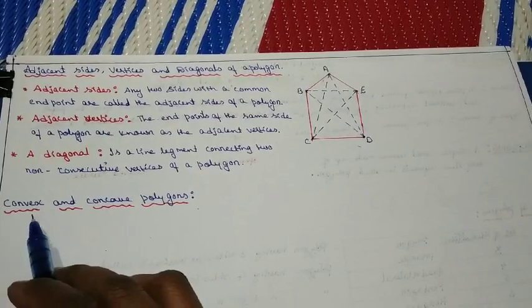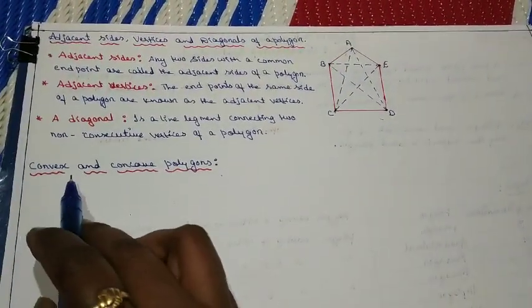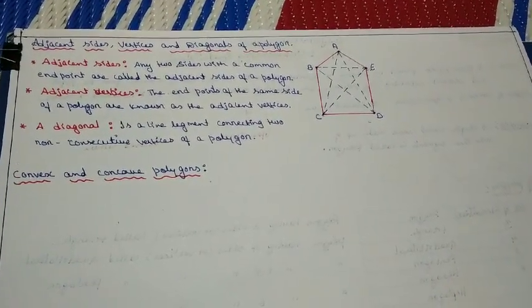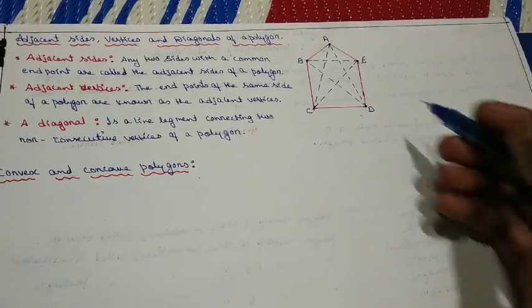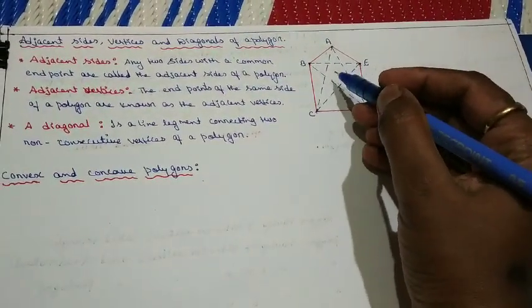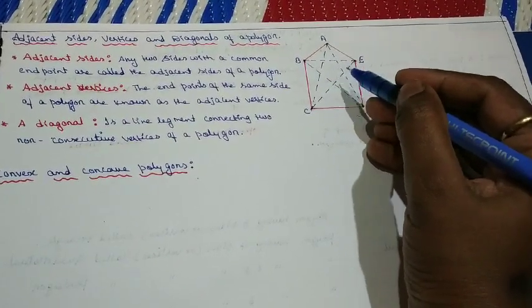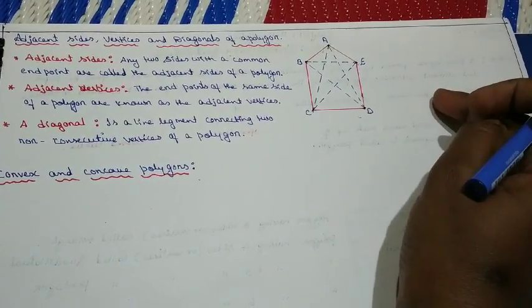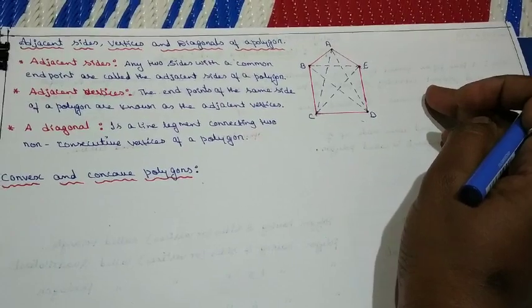Now moving to convex and concave polygons. Before going to convex and concave polygons, first we have to know the interiors and exteriors of a curve. Interior of a curve means, if a point is lying inside the given figure, then it is said to be the interior of the curve. If the point is lying outside the curve or the figure, then it is said to be the exterior of the curve.